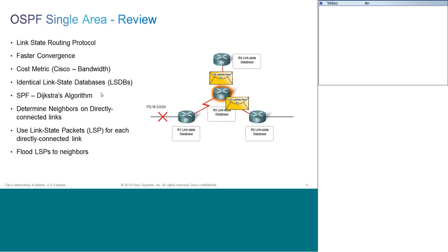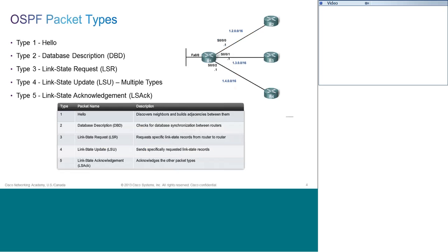OSPF uses link state packets to establish and maintain adjacencies and exchange routing updates. LSPs represent the state of a router and its links to the rest of the network. OSPF exchanges messages to convey routing information using 5 types of packets. These packets are hello packets, database descriptions packets, link state requests, link state updates, and link state acknowledgments. These packets are used to discover neighboring routers and also to exchange routing information to maintain accurate information about the network.